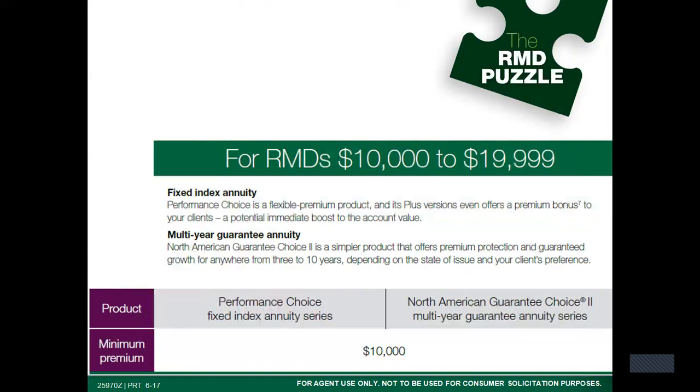Now, the next option we have, it's our fixed product. It's our MIGA, our multi-year guaranteed annuity, which is the North American Guarantee Choice. Now, it's a simpler product that offers that premium protection like the fixed indexed annuity does. But here's what's nice, that you know exactly what your guaranteed growth will be. And we've got multiple chassis here, anywhere from a 3 to a 10-year.